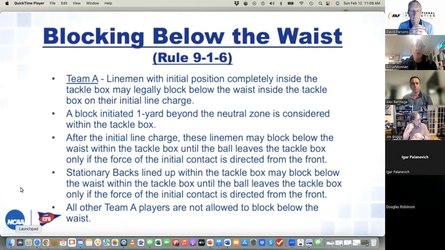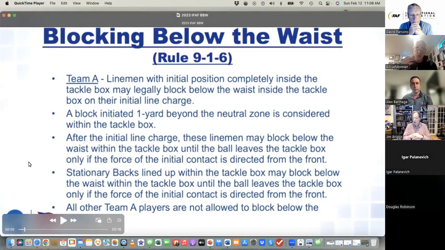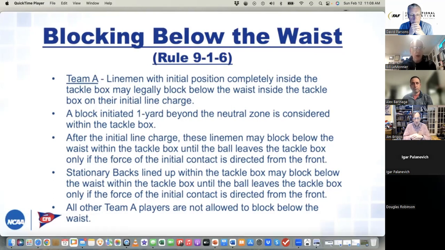I saw a question in the chat box that asked, does this restrict the player now from blocking low towards his own end line? The answer is simply, if he's still in the tackle box, he was legal at the snap. If he keeps that block 10 o'clock to 2 o'clock and it's in the tackle box, it's a legal block. If the block is outside the tackle box and back towards their end line, then that is a foul.